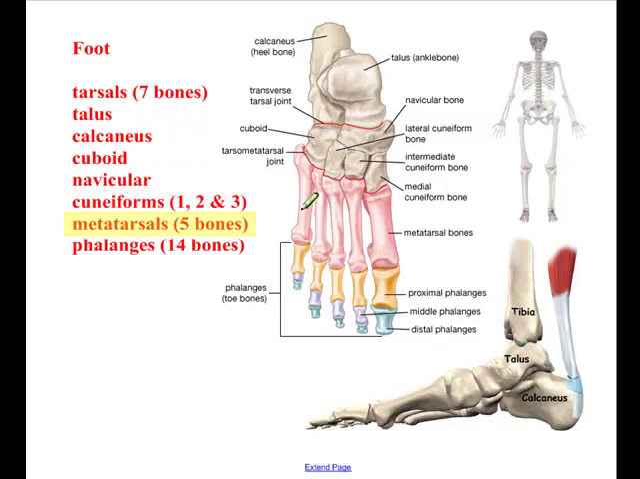The metatarsals 1, 2, 3, 4, and 5, and very similarly to the hand, the metatarsals form the main area of the foot. In the hand, the metacarpals form the main area of the hand.